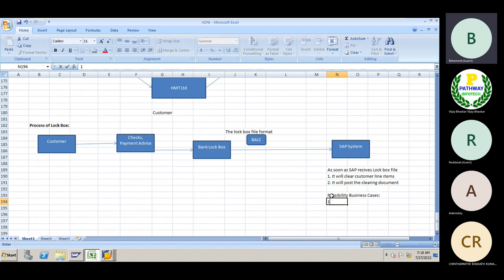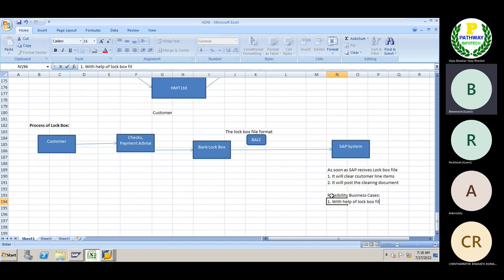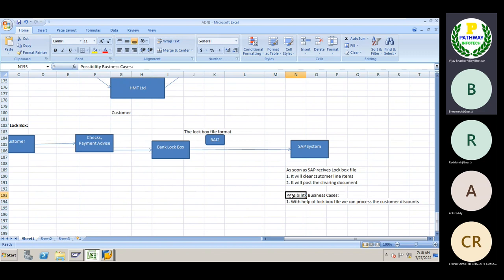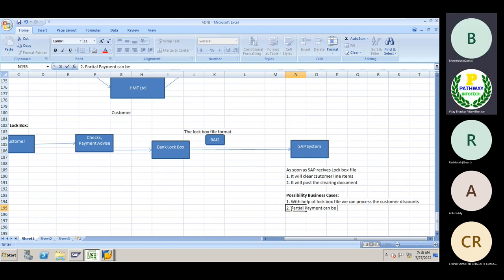Okay, see, with the help of the lockbox file, we can process the customer discounts. If the customer has any discounts, then based on the eligibility criteria, the lockbox itself is going to take care of that. Now, even partial payment can be possible. Remember, partial payment can be possible by lockbox functionality.